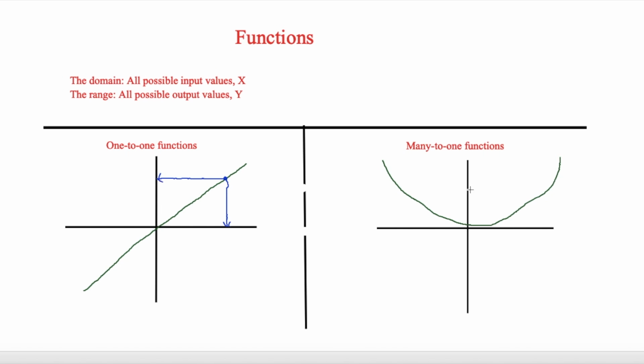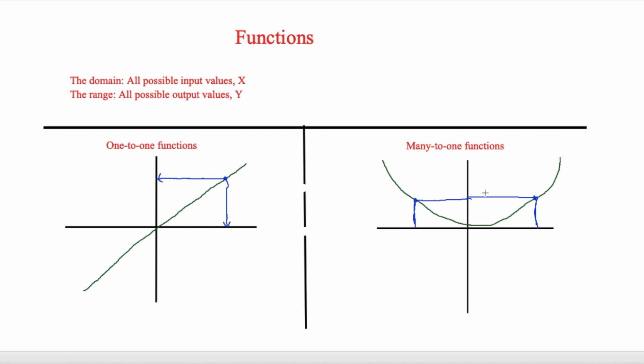Now the other one is a many-to-one function, and here we have a quadratic, but we could also have something like a sine curve, for example. And here, if we have an input here, which gives us this point here, and that goes there, that looks like a one-to-one. But then if we look at this point here, it is the same as this point here. And that is another input. So we have multiple inputs giving the same range or the same output. And that's why it's a many-to-one function.